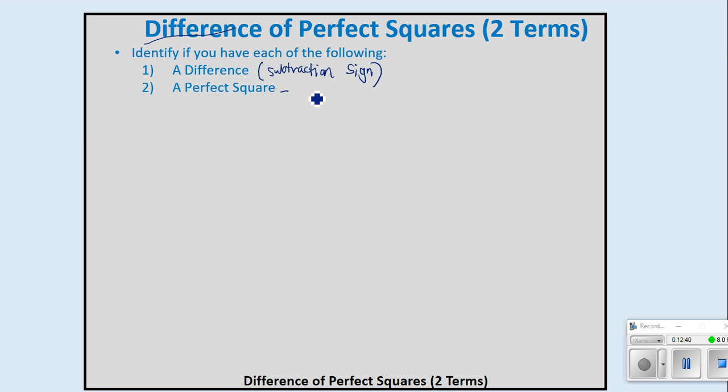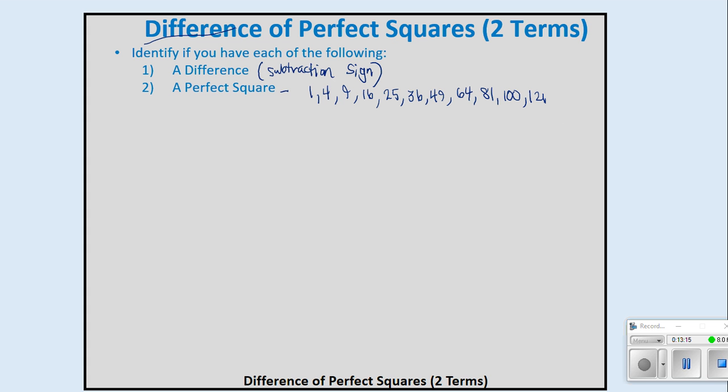Well, let's talk about perfect squares. Perfect squares would be 1 times 1, which is 1. 2 times 2, 4. 3 times 3, 9. 4 times 4, 16. 5 times 5, 25. 6 times 6, 36. 7 times 7, 49. 8 times 8, 64. 81, 100. 121 is 11 times 11. 12 times 12 is 144. And so on. So you need to know your perfect squares.